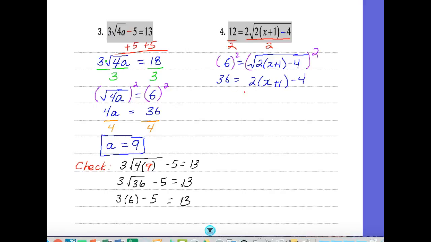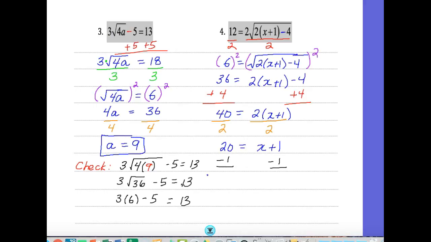Now there's a lot you can do here. You can distribute, but I'm going to add 4 to both sides, and I get 40, which is equal to 2 times the quantity x plus 1. I could distribute here, but I'm not going to. I'm going to divide each side by 2. You could have distributed. There's a lot of ways you can do this. 40 divided by 2 is 20, and that equals x plus 1. And so now we just subtract 1 from each side. Our answer ends up being 19 is equal to x.